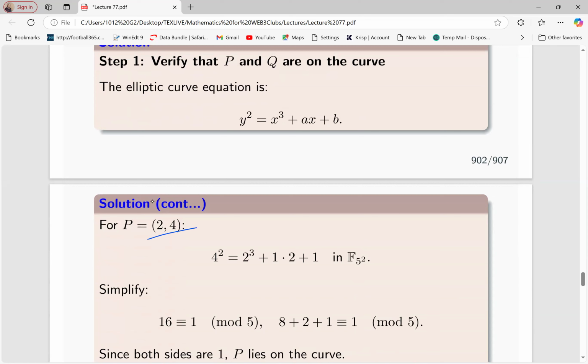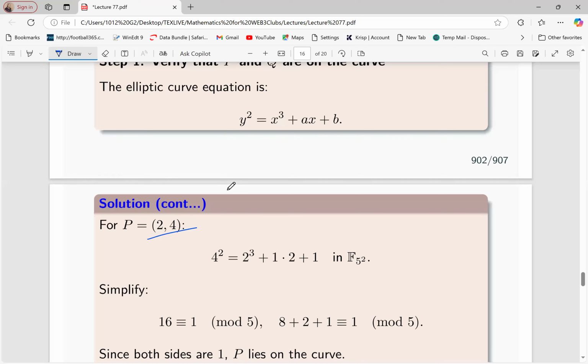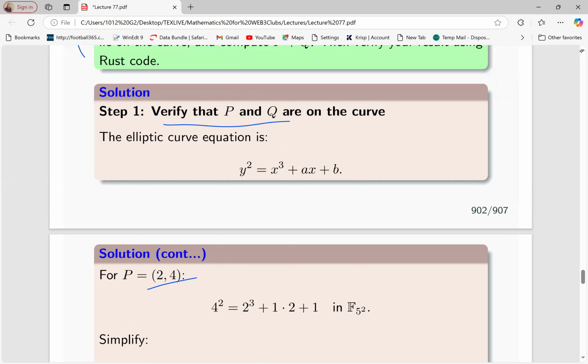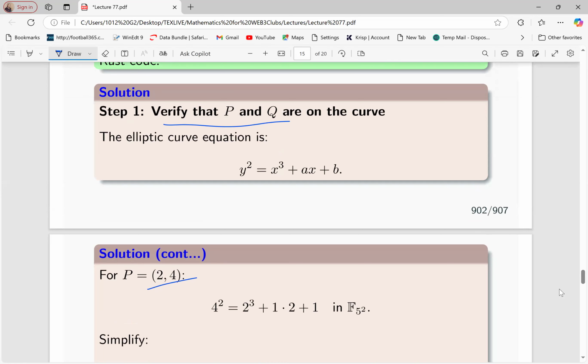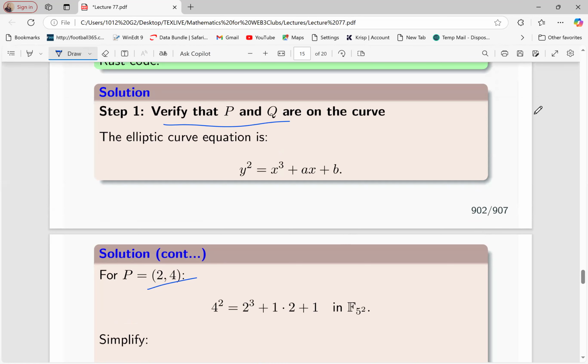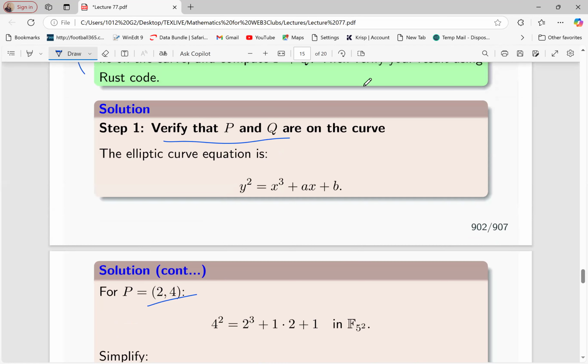This is my point P. I don't need to check whether it's on the elliptic curve because it's obvious, it's been on the elliptic curve. But I verified here that it's on the elliptic curve, just for purposes of making it complete, so that you know how to verify if a point is on the elliptic curve. But it's not necessary because it's that elliptic curve that gave us these points.